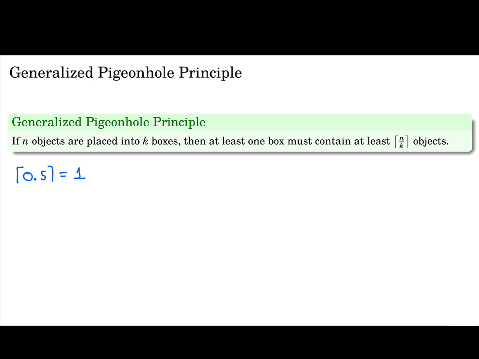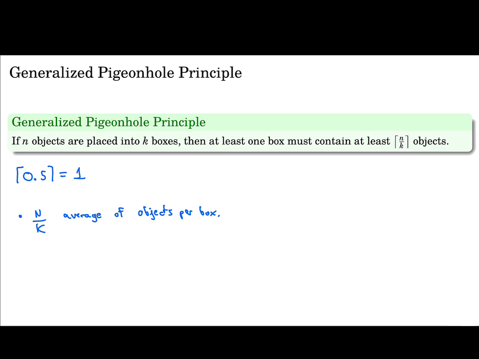Now the reason for the generalized pigeonhole principle is that n over k is the average number of objects per box. And so the idea is that if every box had less than this rounded up number, then there would not be enough room for all n objects. So at least one box has to reach the average rounded up.